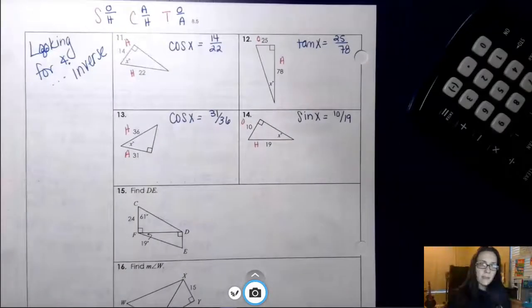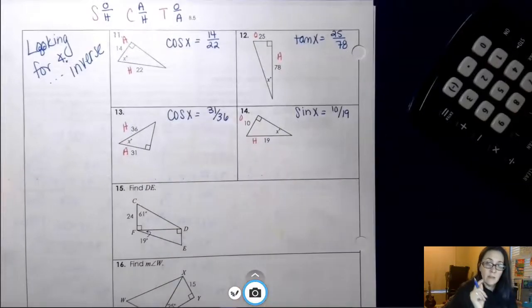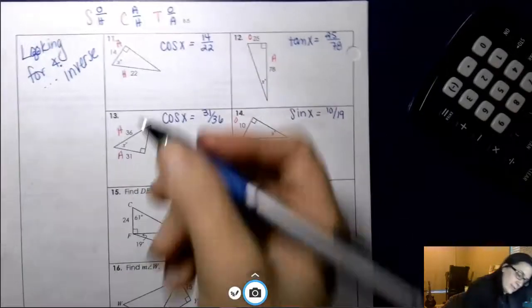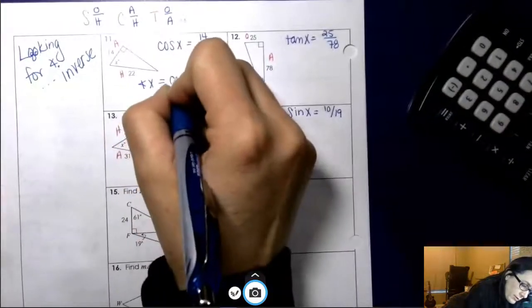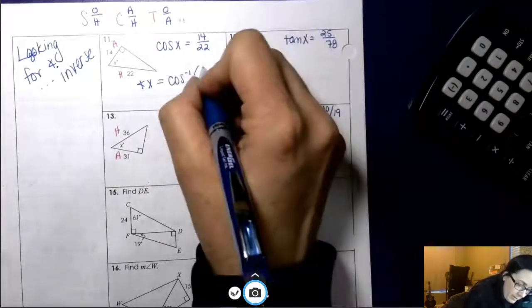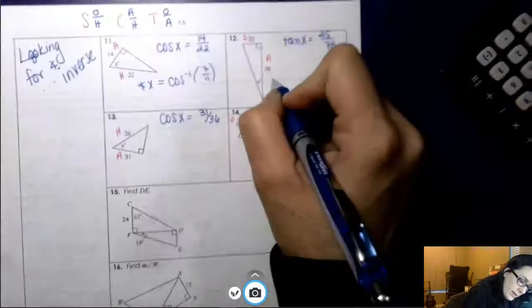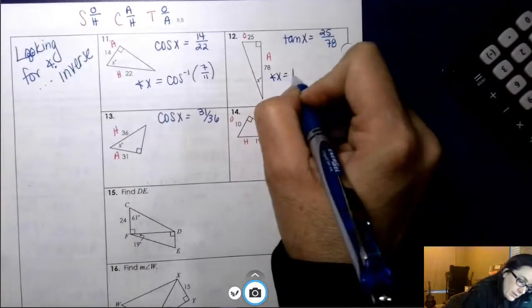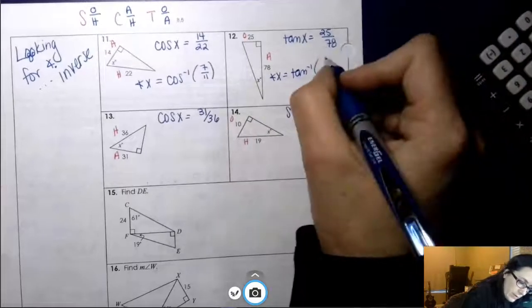For the initial setups, I had cosine, tangent, cosine, and sine. Remember they're inverse functions. So angle x is equal to inverse cosine of 14 over 22. I'm going to write 7 over 11. Here we're going to get angle x equals inverse tangent of 25 over 78.